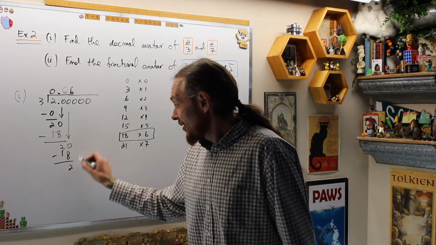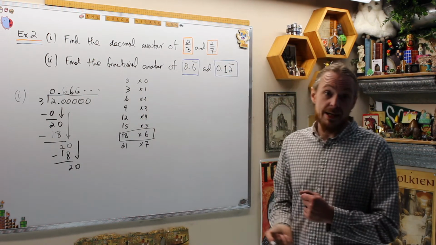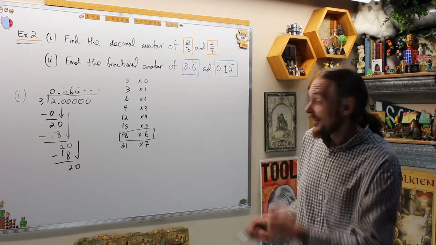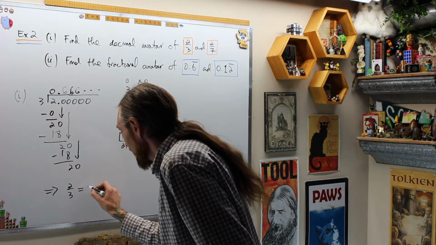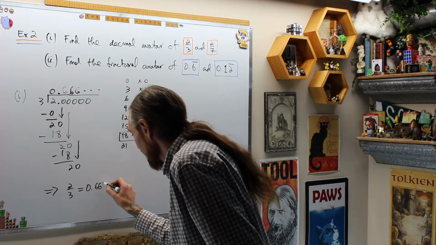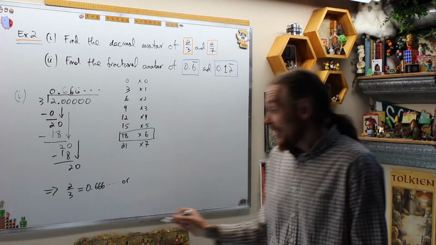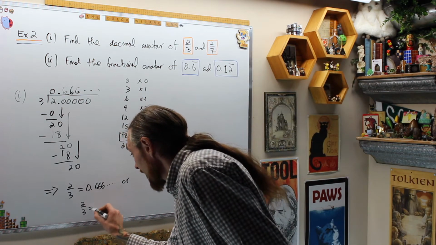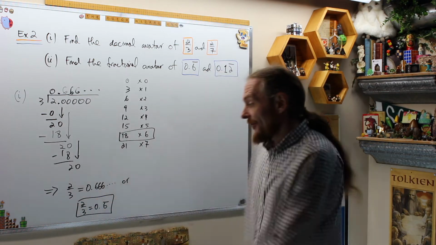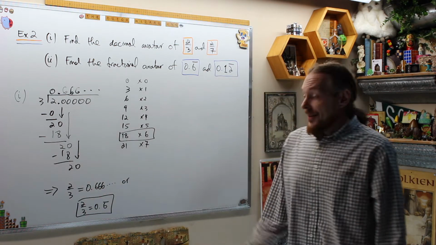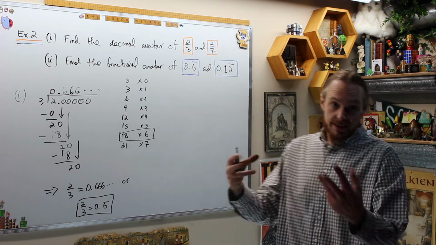I subtract, I get a 2, I bring another 0 down, oh, and it's 6, and it just seems like it's going to keep repeating over and over again. How do we write that? This tells me that 2/3 is equal to 0.666 repeating indefinitely, or the way we write this in the notation is 2/3 happens to be 0.6 repeating indefinitely. If you are a fraction of two integers, then you have an infinite repeating decimal expansion. That's half of the theorem with an example.